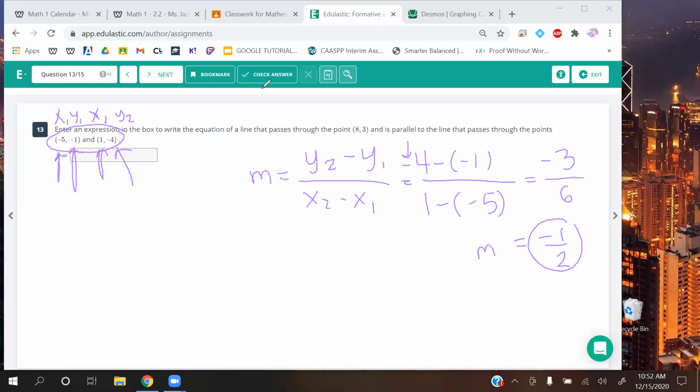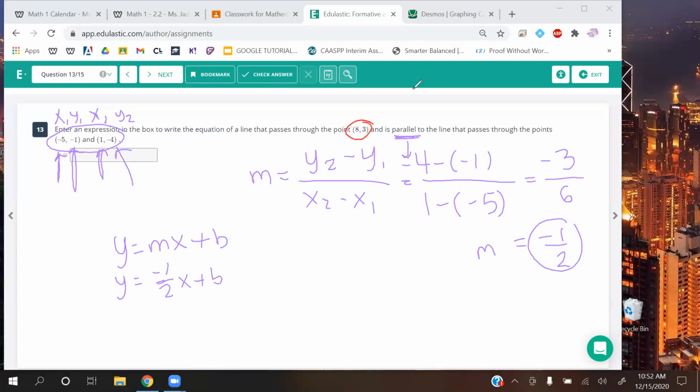That's the slope between these two points. So now we want a parallel line. Parallel means we're going to keep the same slope. So y is equal to mx plus b. I'm going to write y is equal to negative 1/2 x plus b. We kept the slope as negative 1/2.